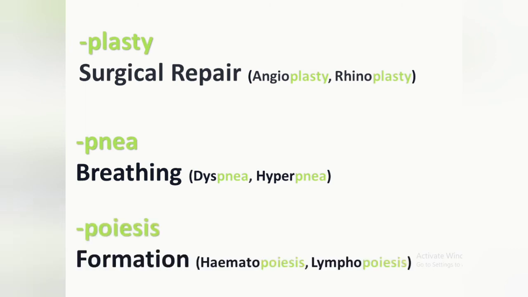Another is poiesis, which represents formation. The medical term is hematopoiesis. Hematopoiesis means the process of forming blood cells in our bone marrow. Next one is lymphopoiesis. The process of forming WBC is known as lymphopoiesis.